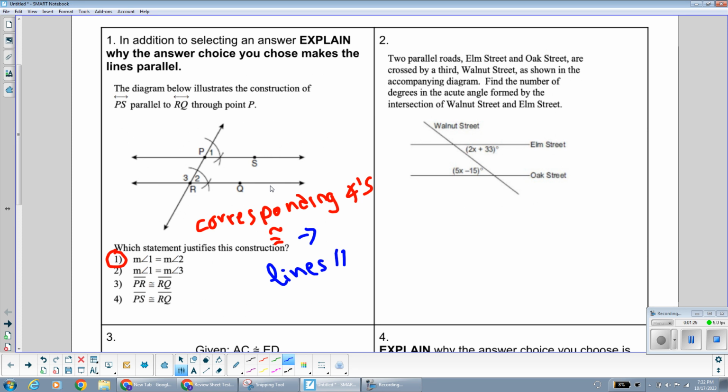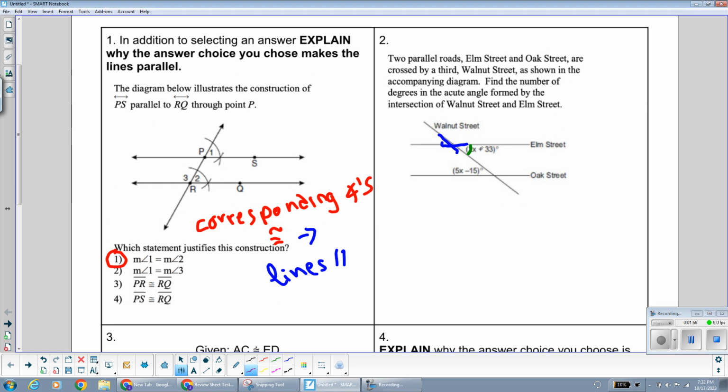In number 2, we need to find the number of degrees in the acute angle formed by the intersection of Walnut Street and Elm Street. So here's where Walnut Street and Elm Street intersect. So up here would be the obtuse angle. Here would be the acute angle. So this is the angle that we're trying to find the measure of. So I'm going to take a look at the two expressions that they give us, and I'm going to see what the relationship is between them.